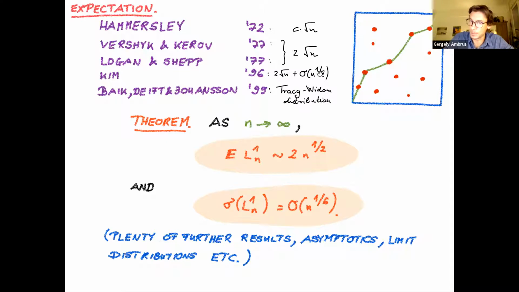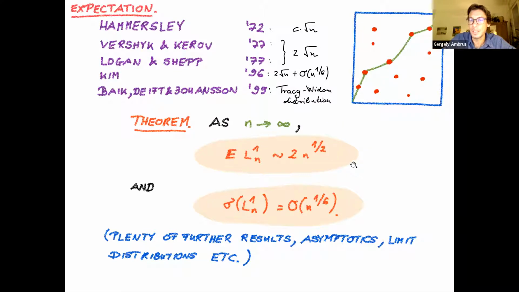Kim proved that the error term is of order n to the 1/6. And finally, in a very nice paper in 1999, Baik, Deift and Johansson proved the distribution of the error from the 2 times the square root of n. But as far as we are concerned, it is really just the first step that we are interested in, namely that the expectation of this maximal number of points is 2 times the square root of n, and the variance is of order n to the 1/6.